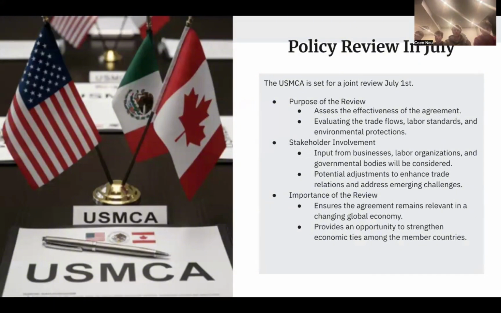During this review, we'll hear from many different people. This includes businesses that trade across the border, workers who are affected by these rules, and government officials who help manage the trade. Their feedback is important because it helps us understand what is working well and what might need improvement. This review is also important because it gives us a chance to make sure the agreement stays relevant and useful. It helps to adapt to any changes in the economy and ensures that the agreement continues to benefit everyone involved.